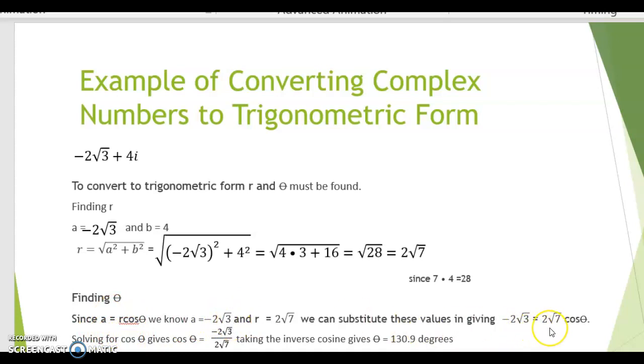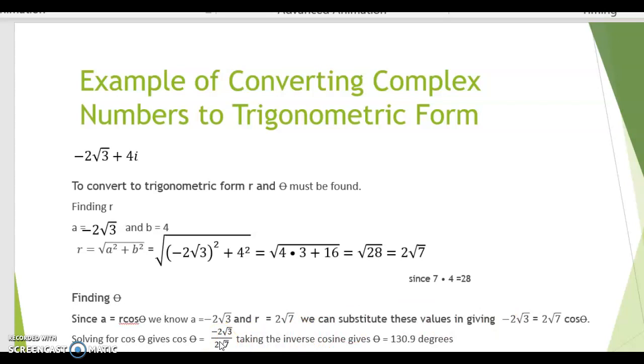Here it is. Substitute it in. Then we solve for the cosine of theta, because we do not separate the trig function from the angle. 2 times the square root of 7 is being multiplied by the cosine of theta. So to move it to the opposite side of the equation so that the cosine of theta is all by itself, we divide. So the cosine of theta is equal to -2 times the square root of 3 divided by 2 times the square root of 7.